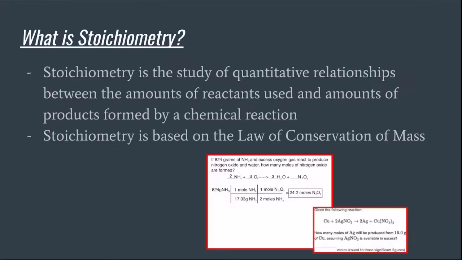First, what is stoichiometry? Stoichiometry is the study of quantitative relationships between the amounts of reactants used and the amounts of products formed by a chemical reaction. Stoichiometry is based on the law of conservation of mass.